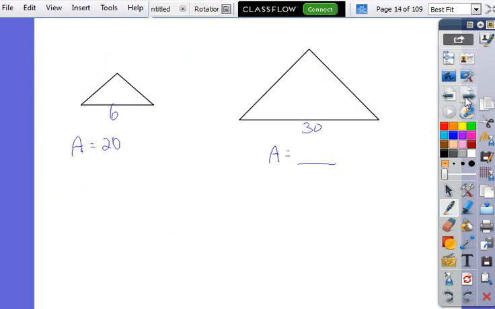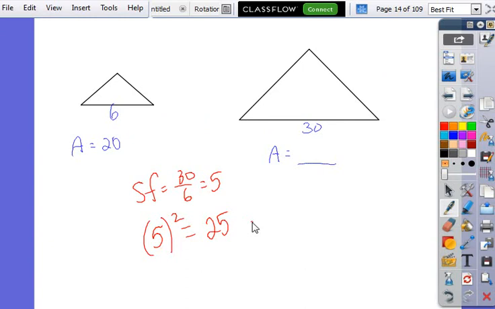Can we do scale factor to find area? What's the scale factor right here? 5. You would say 30 divided by 6. You always do the second triangle divided by the first triangle. So the scale factor is 5. But in every area problem we ever do, we square stuff. So that means the area of the second one is 25 times bigger than the area of the first one. The area of the first one is 20 times 25. That would tell me the area of the second one.